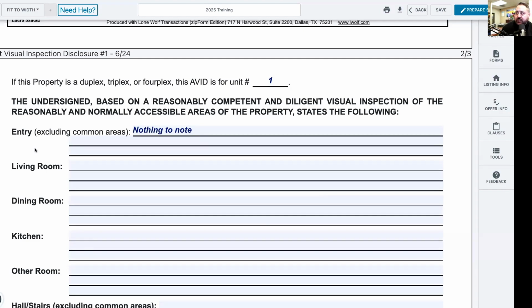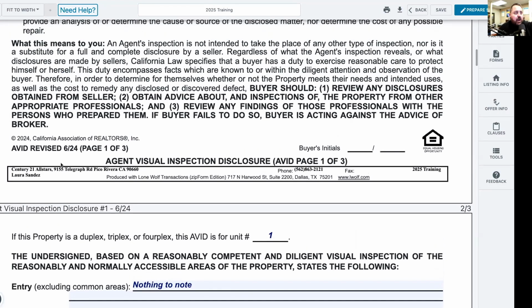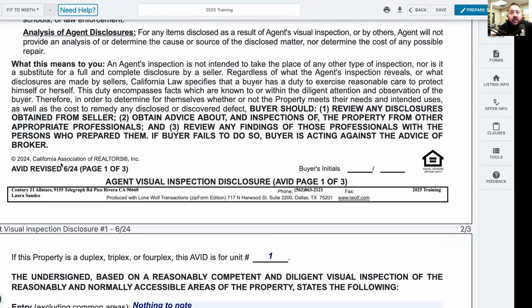So no, absolutely not. That should not be on your visual inspection anywhere, because again, it was already written in the AVID that that's what the buyer should be doing anyway.